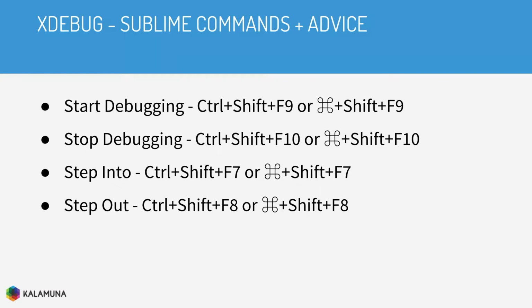Some really simple stuff. This is how you start it: Control-Shift-9, or if you're on a Mac, Command-Shift-9. Stop it, Control-Shift-10, Command-Shift-10, you all can read. Step into, step out. These are basically the 4 things you'll ever use in Xdebug. You can do some other stuff, and that's up to you. I mean, back in the day when I was a PowerBuilder and Visual Basic programmer, that's all I ever did was basically those 4 commands, and most people do as well.